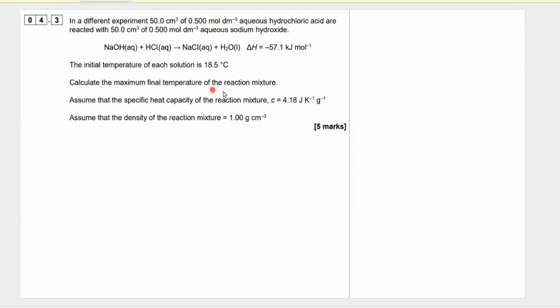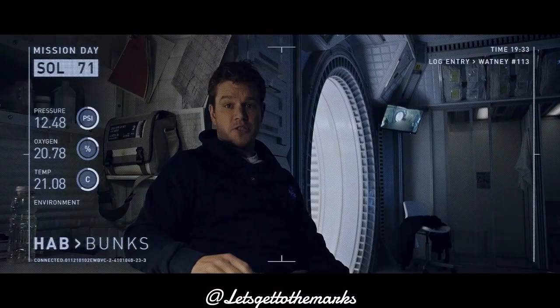Calculate the maximum final temperature of the reaction mixture. Assume the specific heat capacity of the reaction mixture, c, equals 4.18 joules. Assume the density of the reaction mixture is 1 gram per cm³. So let's get down to it. Pause the video, have a go at this, and then we'll get into it. Stick around.